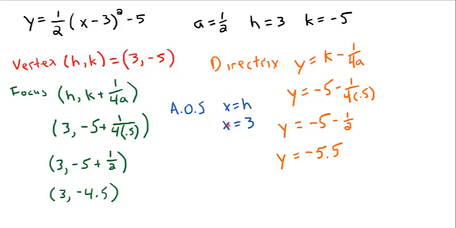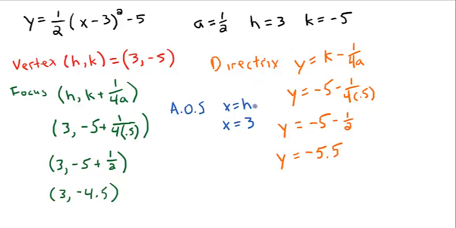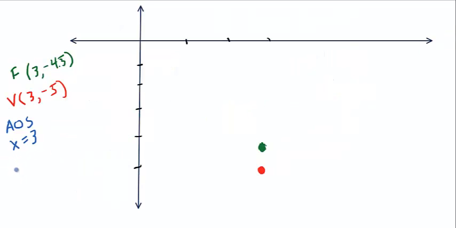Our axis of symmetry is x equals 3, so I could do axis of symmetry AOS, that's going to be x equals 3. And then finally, let me go back one more time, and our directrix is y equals negative 5.5. So I'm going to go back here. Let's see, I'll make this in orange. D for directrix would be y equals negative 5.5. So let's go ahead and continue graphing all this.